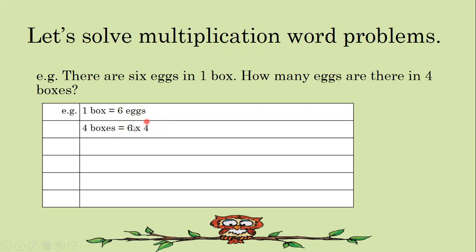So now I want you to work out 6 times 4. 24 eggs. Because the question asks how many eggs. So that's why we're putting the word eggs there. One box equals 6 eggs. 4 boxes equals 6 times 4, which is equal to 24 eggs. So you see we have our 3 lines.